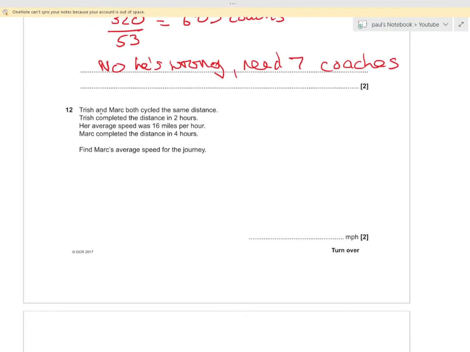So Trish and Mark have both cycled the same distance. Trish completed the distance in 2 hours. Her average speed was 16 miles an hour. Mark... so we need this sort of speed, time, distance bit. So Trish completed the distance in 2 hours. Her average speed was 16 miles an hour. So speed and time, we can do speed times time. So if we do 2 times 16, which equals 32 miles. So that's how far the journey was.